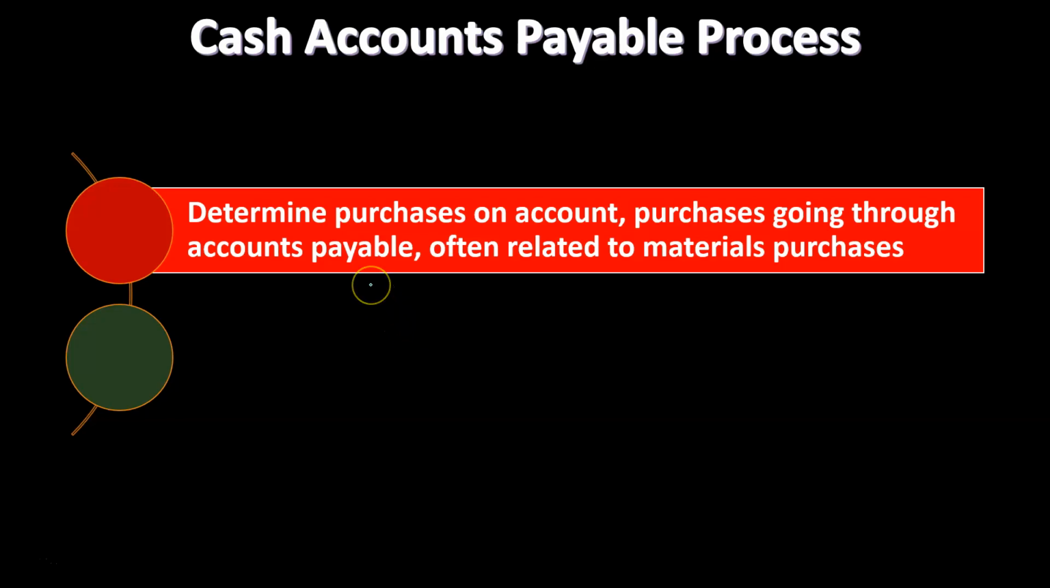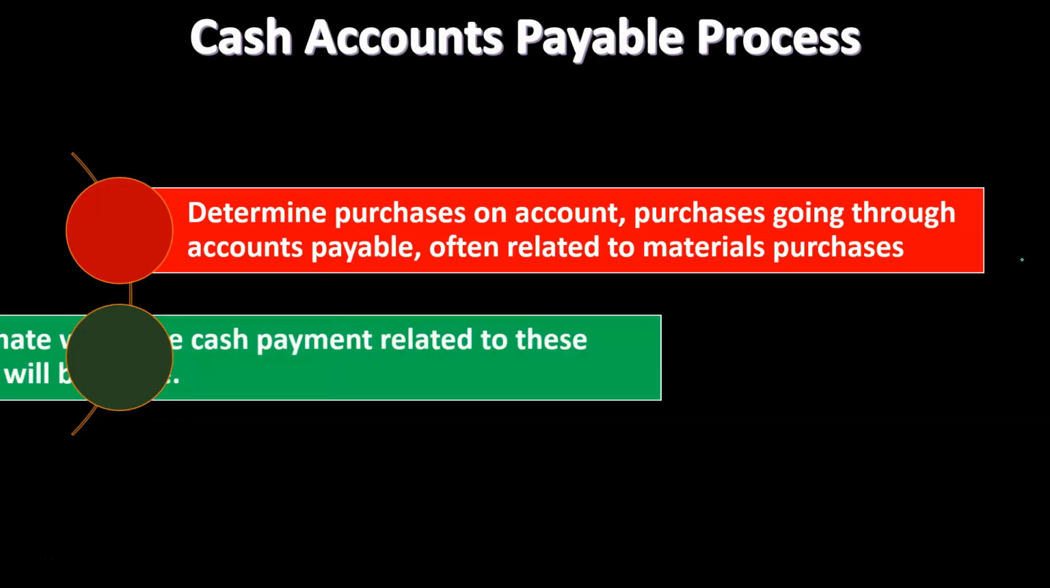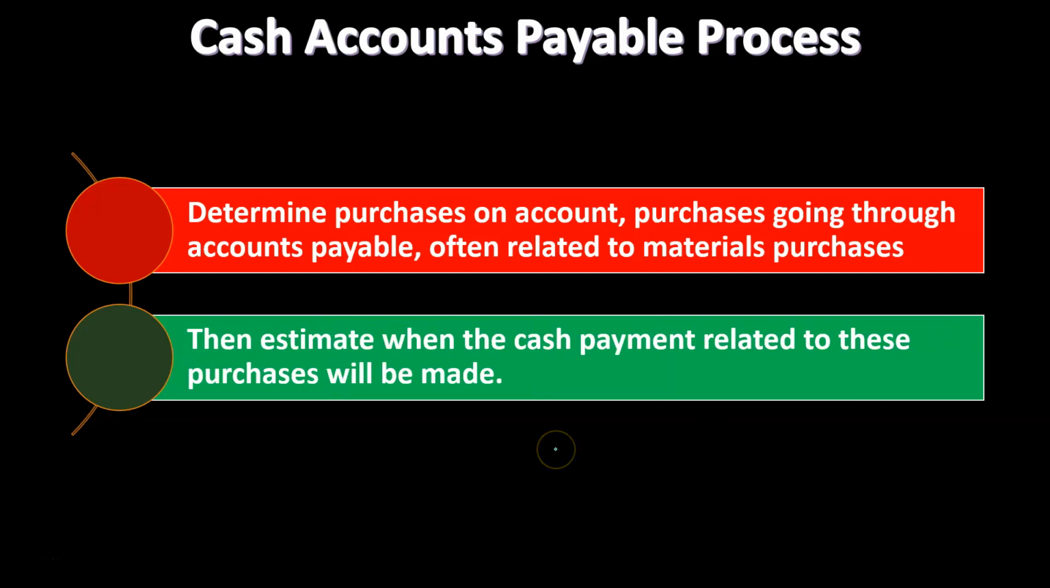Purchases going through the accounts payable, that's the account that it's going to go through. It's an accrual account, often related to the materials purchases. This will typically, especially in book problems and in practice, be tied to the materials purchases or purchases of inventory of the company. Then we need to estimate when the cash payment related to these purchases will be made. So we got this kind of difference than what we'll see in the income statement again.